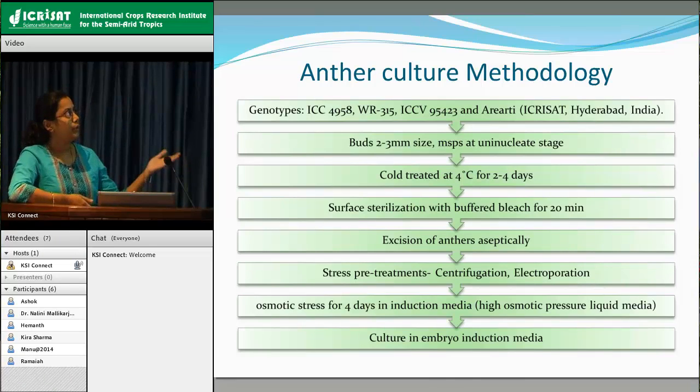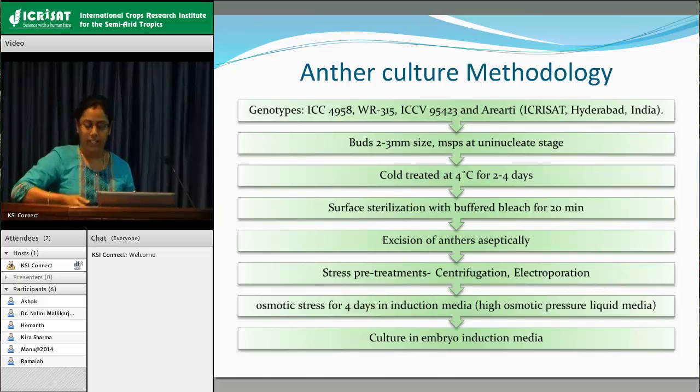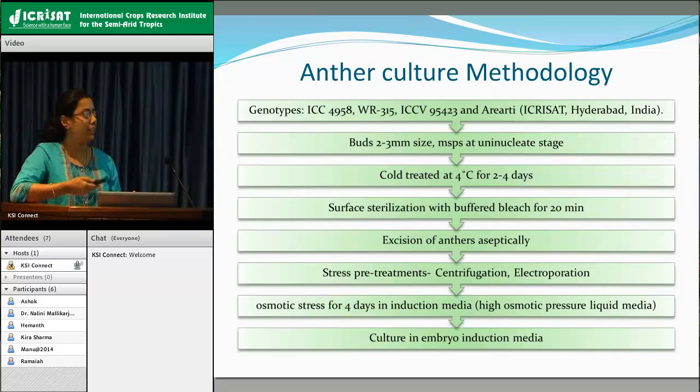So the method I have followed: I have used 4 cultivars, ICC 4958, WR315, ICCV 95423, and RID, which we have available here. At the uninucleate stage, I selected buds around 2 to 3 mm in size, checked the stage of microspores with acetocarmine staining, and then cold treated the buds for 2 to 4 days at 4 degrees centigrade. The next step is sterilization using buffered bleach for 20 minutes. The buffered bleach here is sodium hypochlorite with H2PO4, so it usually doesn't give a shock to the anthers; it's like a buffering. Then I went for centrifugation and electroporation, followed by high osmotic media with a sucrose concentration of around 17 to 80%.